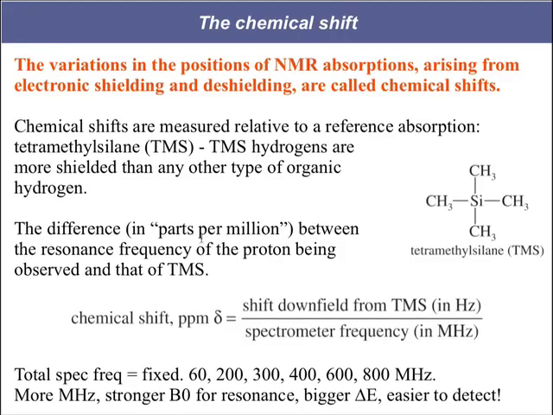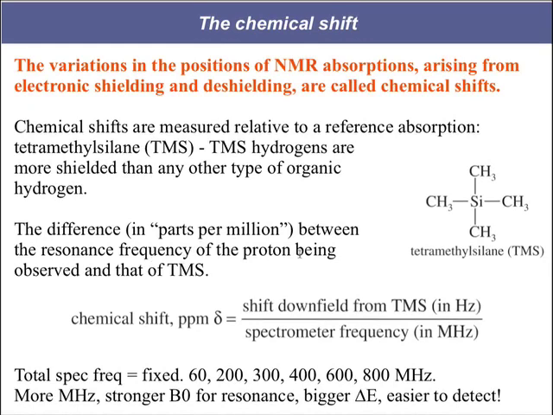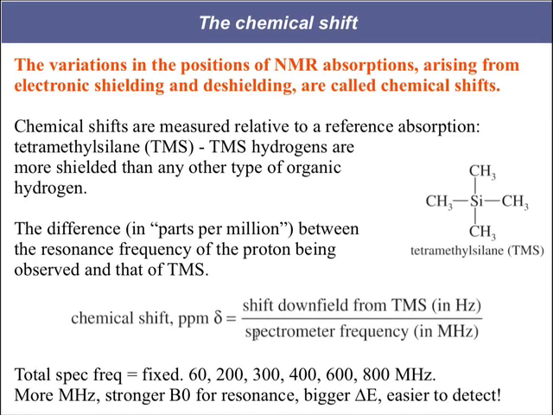So the difference in parts per million between the resonance frequency of the proton being observed and that of TMS will give us what we call the chemical shift. It's relative to the spectrometer frequency, how strong the magnet is, or how fast our protons would be precessing in that magnet if they were bare protons, shifted downfield from TMS. So TMS is going to show up somewhere, our bare protons would show up somewhere, and our actual protons are going to show up somewhere downfield from TMS.